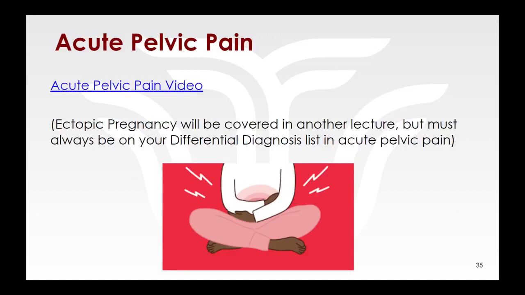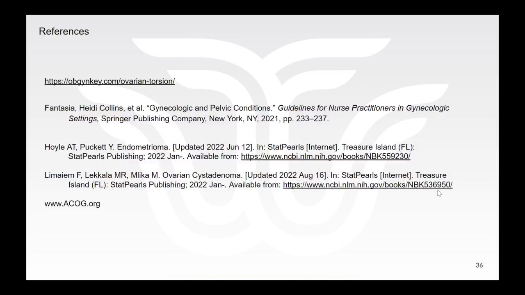So we have acute pelvic pain and chronic pelvic pain. Ectopic pregnancy we'll kind of cover again at one point, and it certainly is a cause of acute pelvic pain and is always on your differential diagnosis list for acute pelvic pain. This is a video for you for acute pelvic pain. And there are your references.